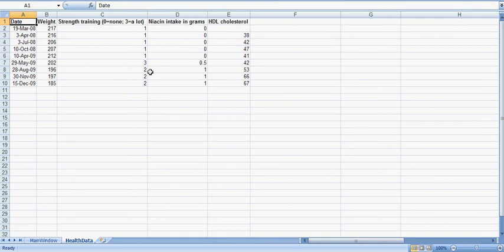My assumption here is that they vary independently from each other and that they are all plausible causes of HDL cholesterol, which is my dependent variable in this data set. That is, I am assuming that HDL cholesterol depends in some way on niacin intake, strength training, weight, and the date, which is essentially the passage of time. It's more of a marker independent variable or possible cause. It's really not a main cause that one can manipulate, because time passes whether you want it or not.